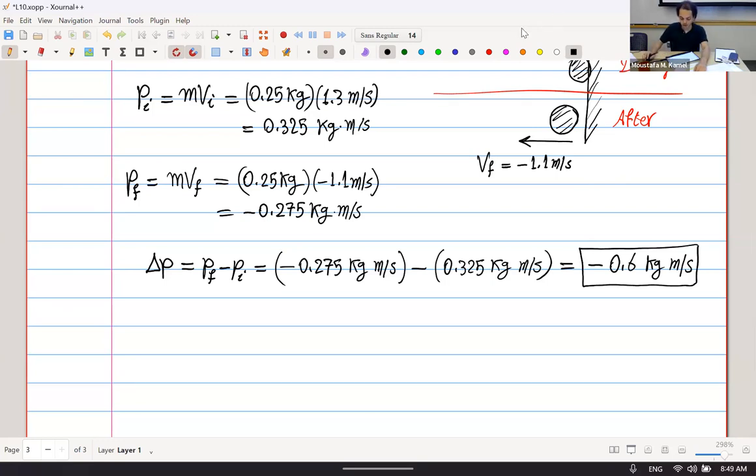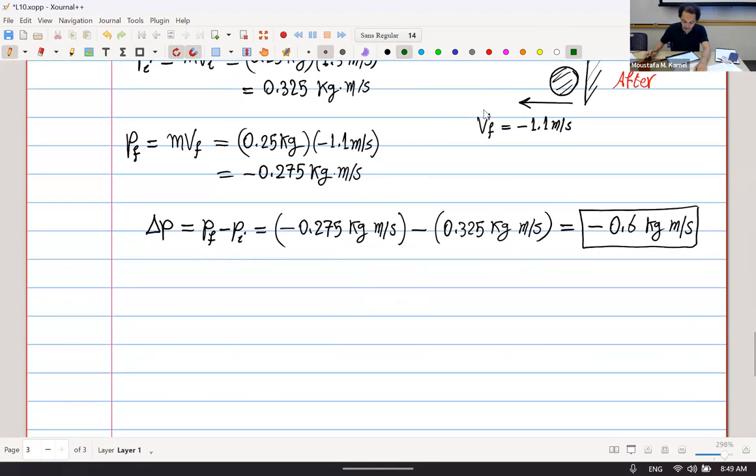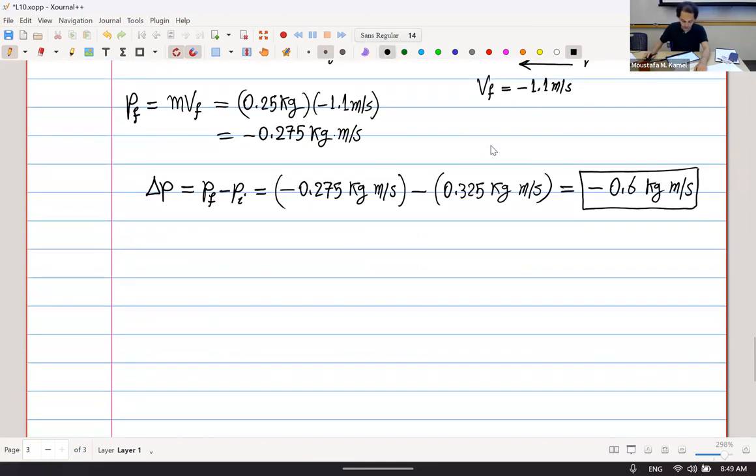Okay. So we calculated the change in momentum. Now we want to calculate the impulse. And right away we go to the impulse momentum theorem, because it just says that the impulse is equal to the change in momentum. So we're already done. So the impulse is itself negative 0.6 kilogram meter per second.